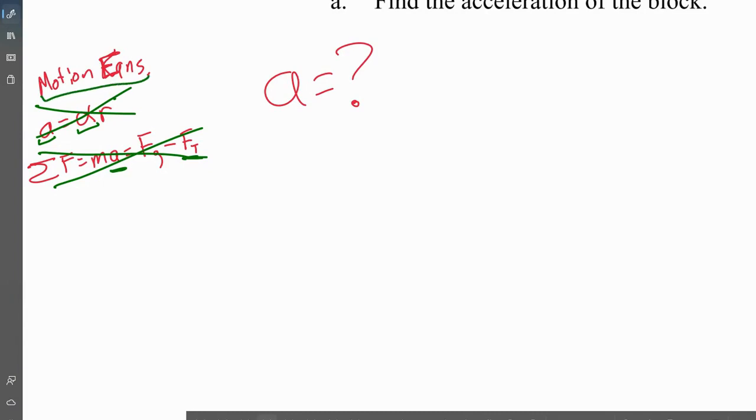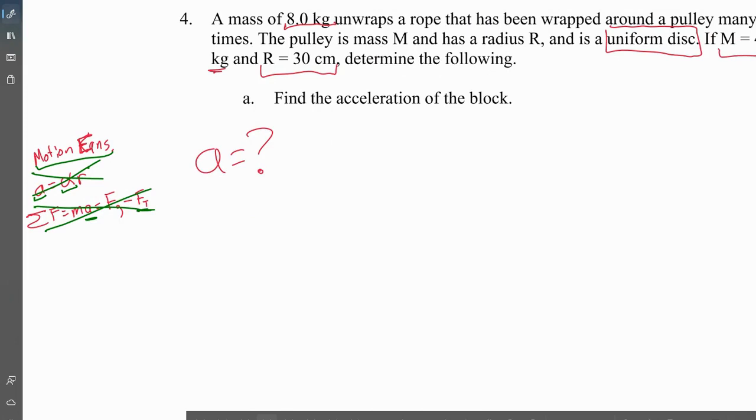Motion equations: do we know anything about time or distance or velocities? We really don't know any of those. We would need three of them. Where does that leave us? It leaves us with solving for alpha first, because we do know the radius. Solve for alpha, then we can get acceleration. We have A as a question mark, but what we first need to do is solve for alpha.